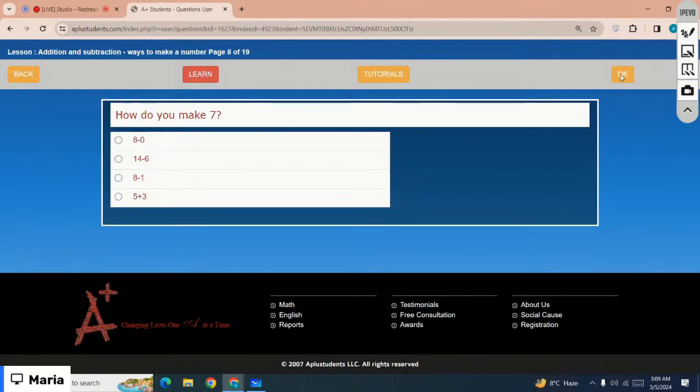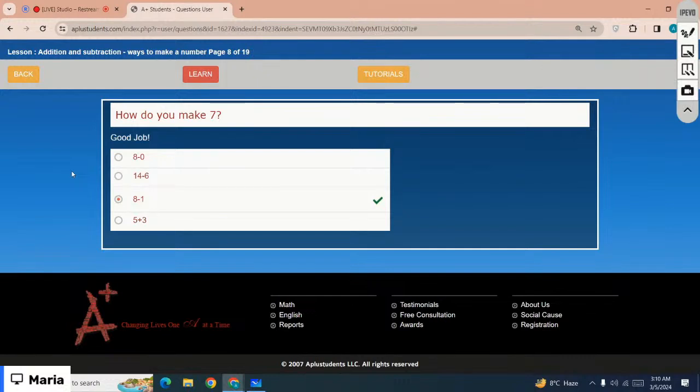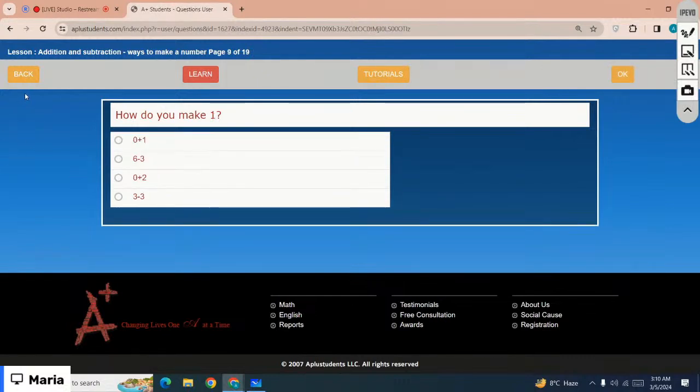How do you make 7? So, which is the correct option? Yes, that is 8 take away 1, the correct option, right? Very good. The correct option is 8 take away 1. That is the correct option. Okay, you can complete the lesson by yourself later today. Let me just move on to the next lesson.